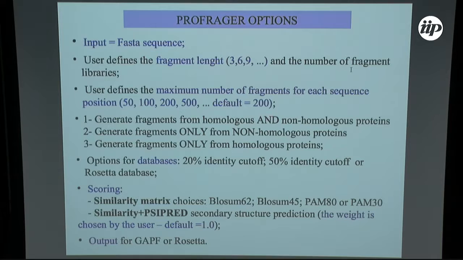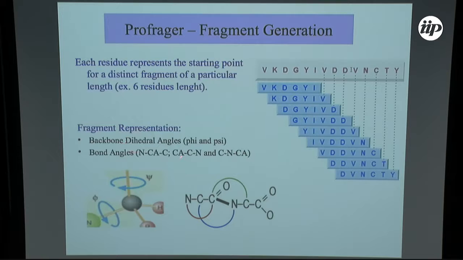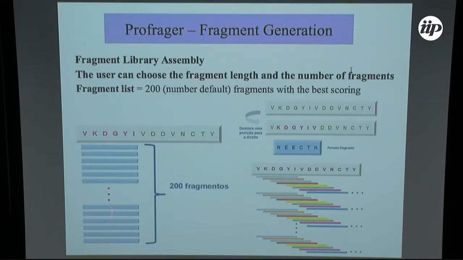We can generate fragments from homologous and non-homologous proteins, only from non-homologous proteins, or only from homologous proteins. And the scoring function uses only the score from a similarity matrix, for example Blosum62, or a scoring function where you add the similarity matrix and the PSIPRED secondary structure prediction. We also generate an output for Rosetta or GAPF. The fragment representation is the backbone dihedral angles, phi and psi, and three bond angles from the backbone atoms. And for each sequence, after the choice of these fragments, we have a set of, for example, 200 fragments per position.